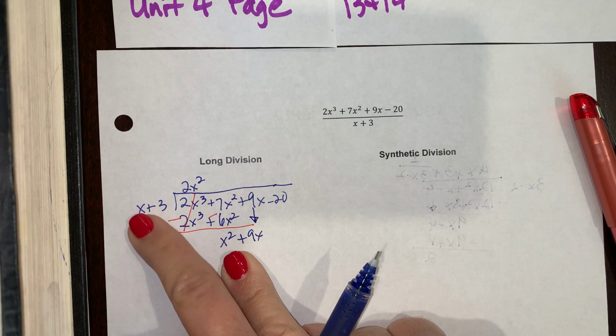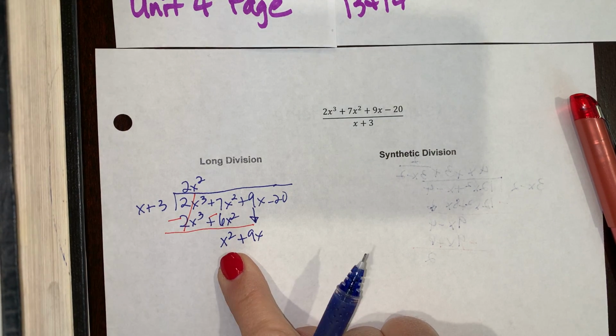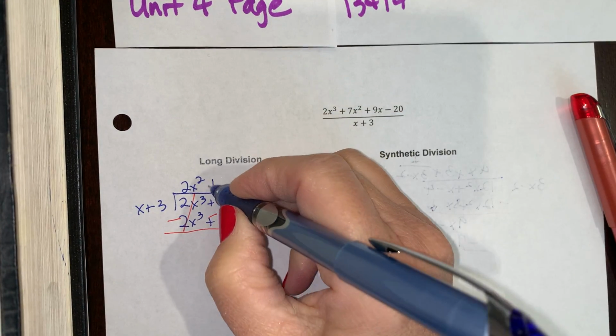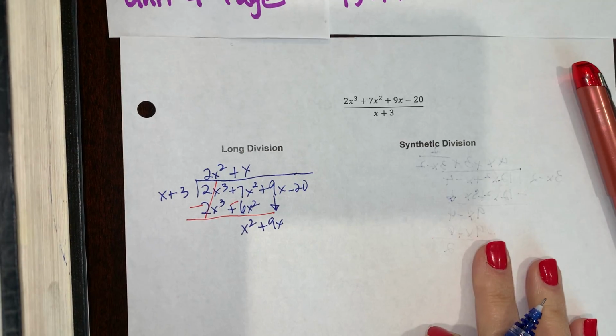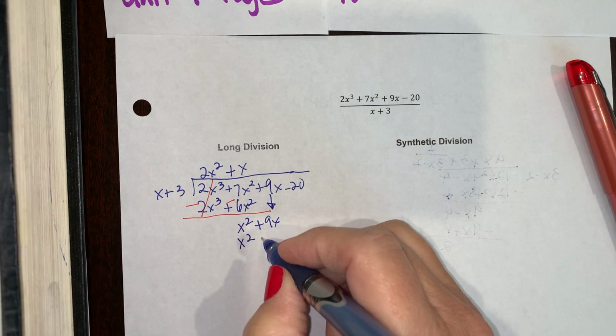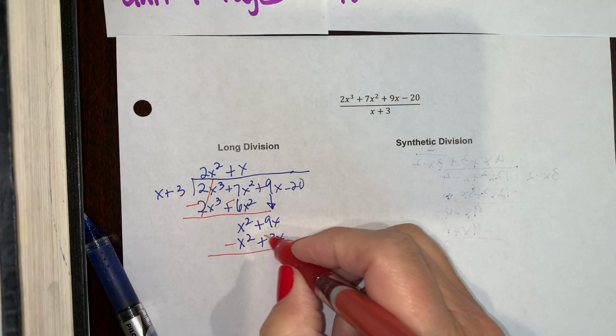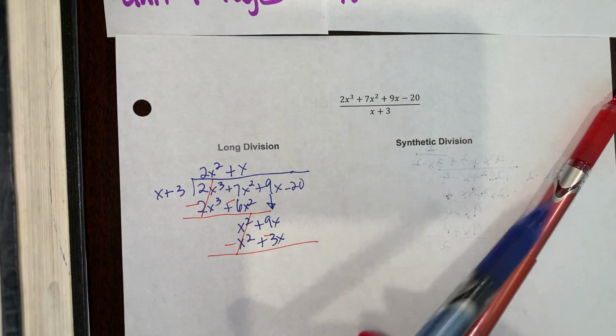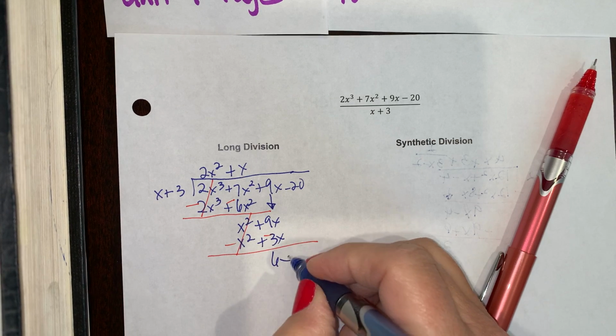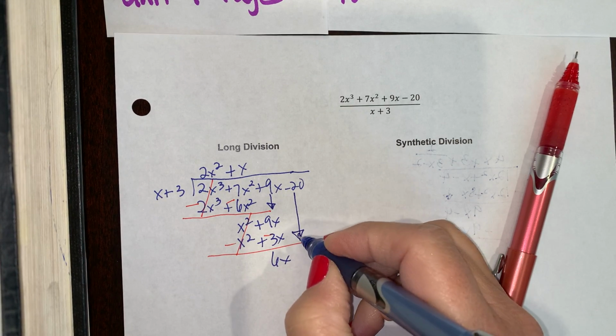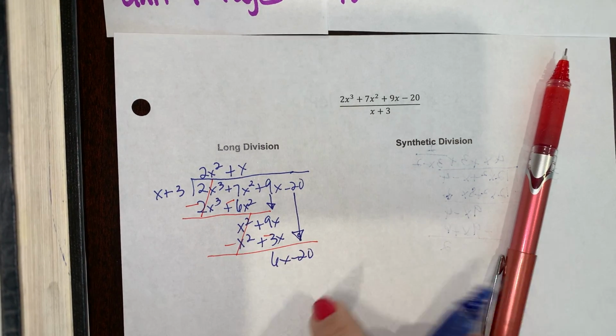And then you look, what would I have to multiply x by to turn it into x squared? That would be x. So then that's x squared plus 3x. Draw the line, change both of those signs. So now that's going to be 6x. And then you bring down the last thing, and that's a negative 20.